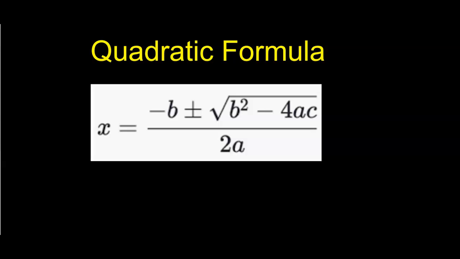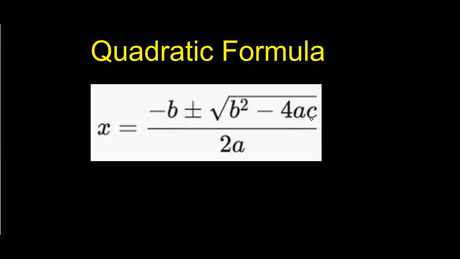So these letters here, the A, B, and C that you see in here, these come from the standard form of your quadratic. So you want to always make sure that you put your quadratic in standard form first, and then the number in front of x squared, or whatever the variable is being squared, is going to be your A. The number in front of your linear term, or your x to the first power, that's going to be B. And then C is going to be the constant.